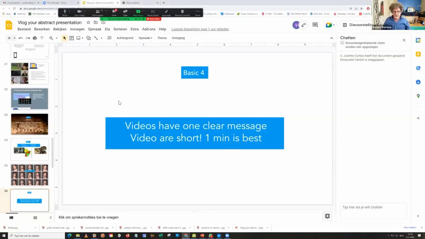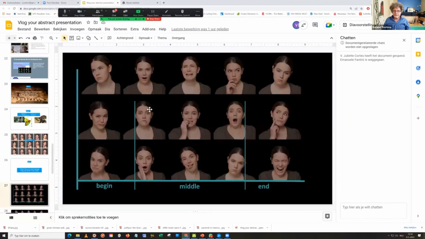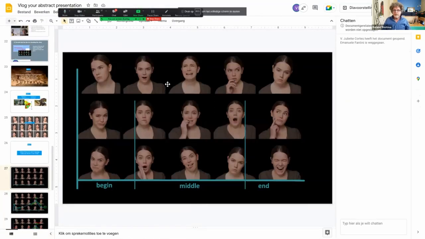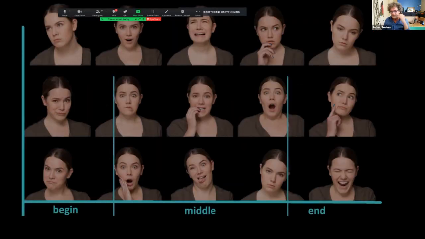So what is a good story? Well, of course, a good story has a beginning and a middle and an end. That sounds very stupid, but it's really important to realize that you begin somewhere, there's a story, and you end.